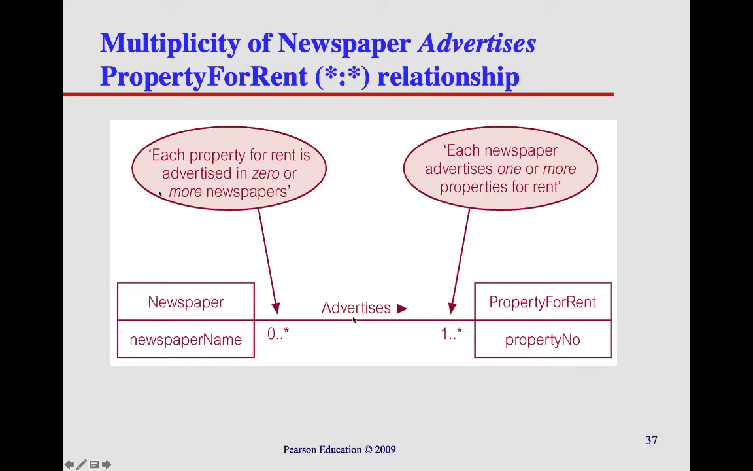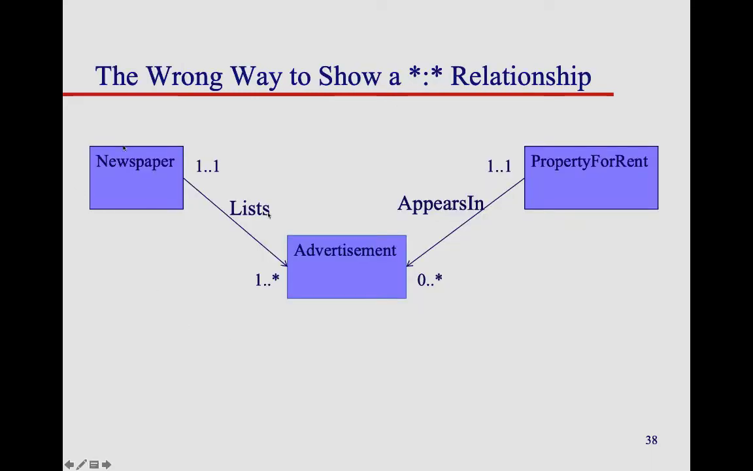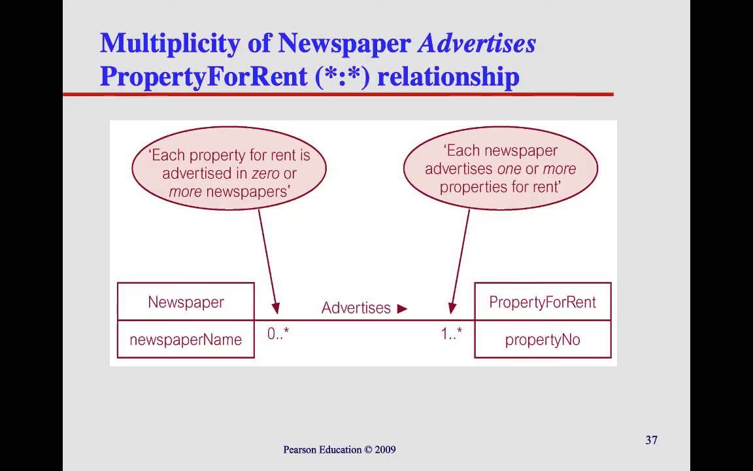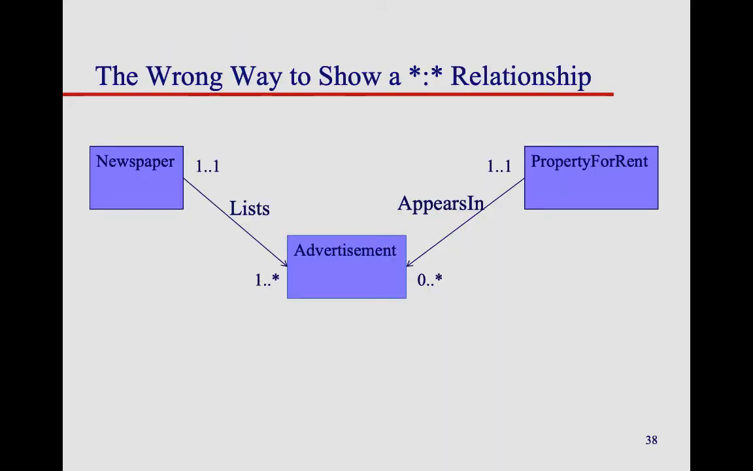This makes it clear that it is a relationship between newspaper and property for rent. The other does not make it clear that an advertisement is a relationship between a newspaper and a property for rent. This looks like 2 independent relationships, which it is not. So don't get suckered into thinking that a many-many relationship is an entity. It is not. It is still a relationship and is shown that way.